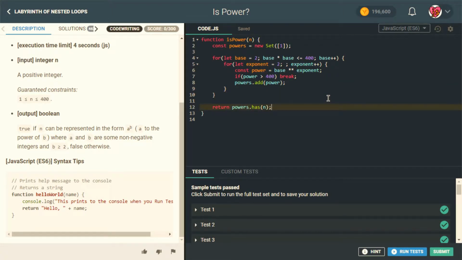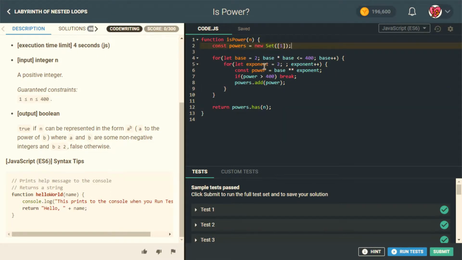Cool. So that's using a set. Lots of nice things about sets. The first thing is that repetition, like we said, is ignored. That's nice. It keeps it lean. When we're doing add, we don't need to say, well, if not powers.includes this element, then push it in or something like that.